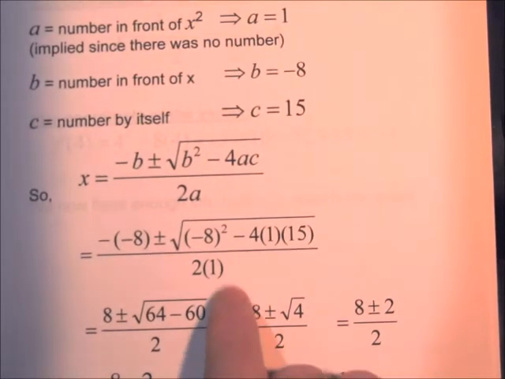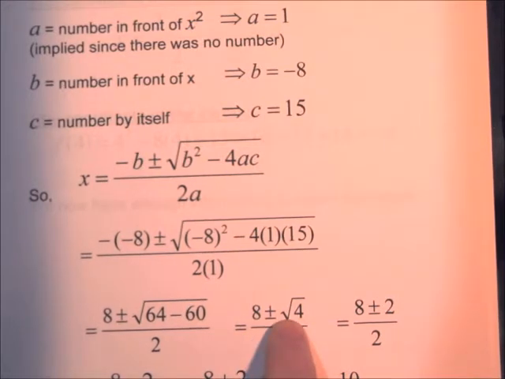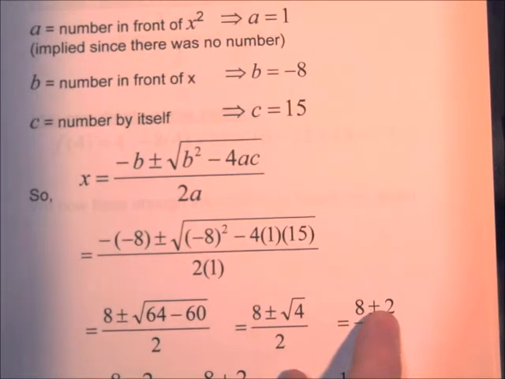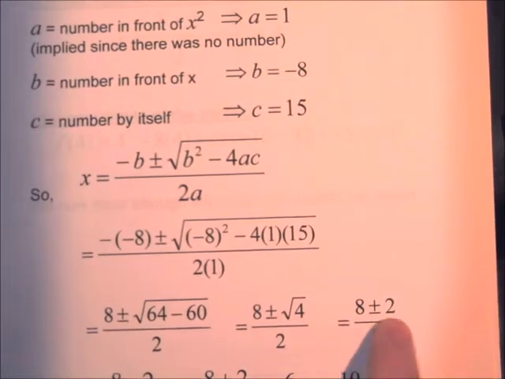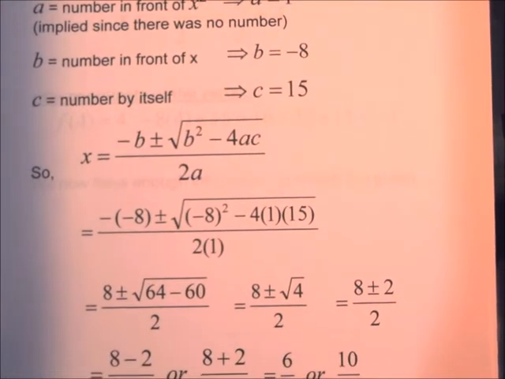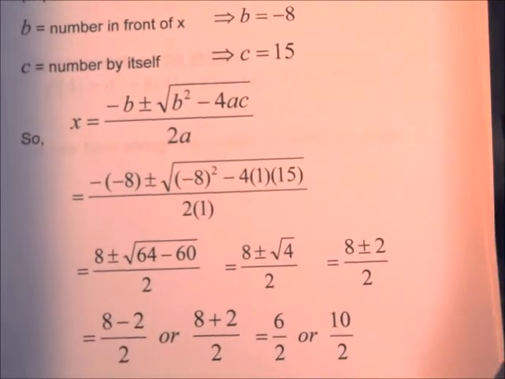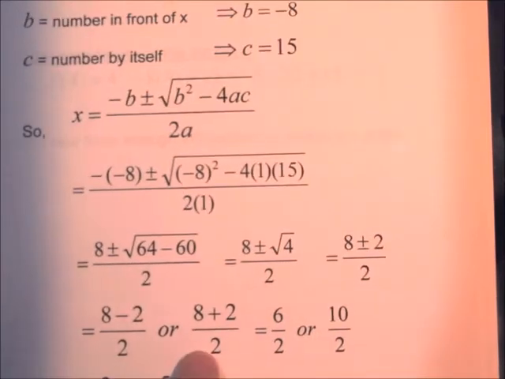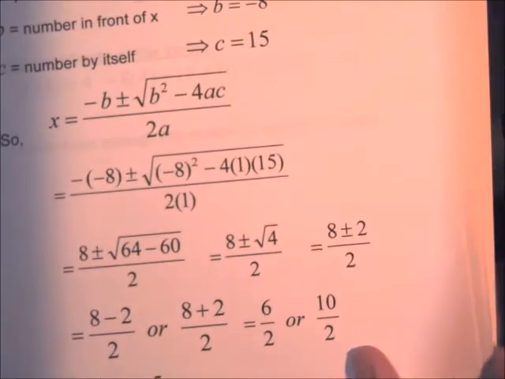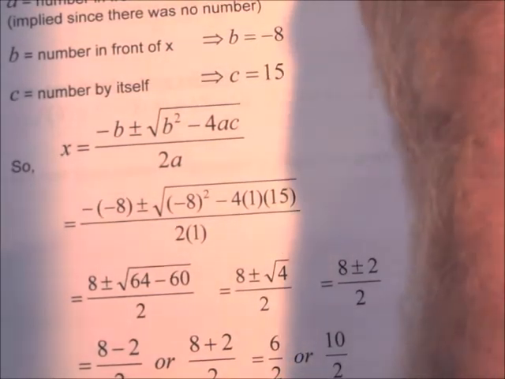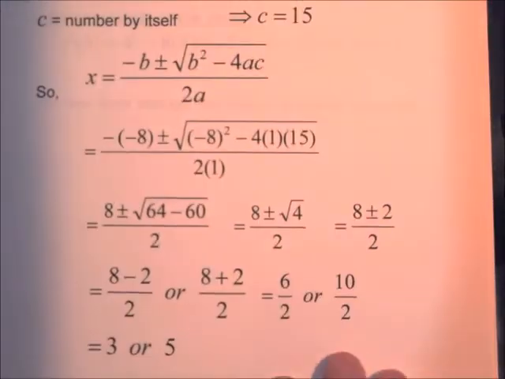And then you do the subtraction underneath the square root. 64 minus 60 is 4. Take the square root of 4, you get 2. And so we'll have 8 plus or minus 2 over 2. Then we can split up the plus or minus. So that's 8 minus 2 over 2, or 8 plus 2 over 2. 8 minus 2 is 6, that gives us 6 over 2. 8 plus 2 is 10, that gives us 10 over 2. 6 divided by 2 is 3. 10 divided by 2 is 5. So again, we have the same answer, x equals 3 or x equals 5.